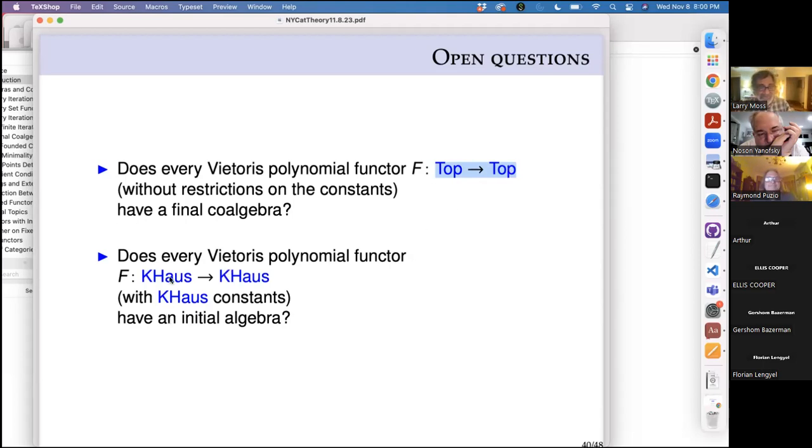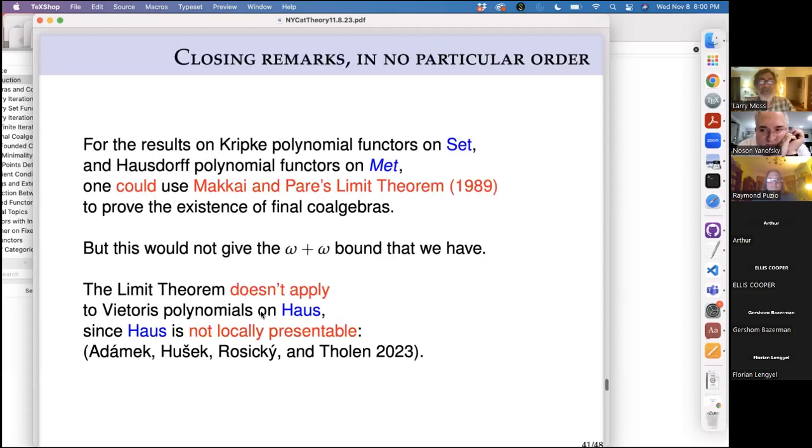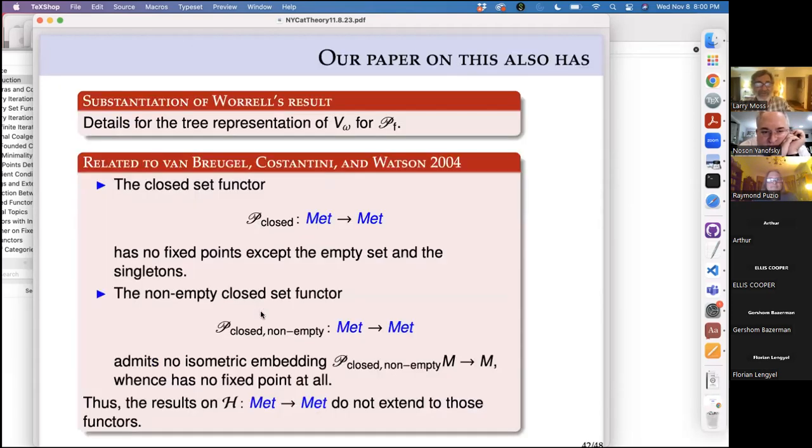And we also don't know whether every functor from compact Hausdorff spaces to itself has an initial algebra. We know that it has a final coalgebra, but we don't know it for initial algebra because various theorems that we know about don't seem to work. So here's some open questions. Then I'm going to have some general closing remarks. I'm going to do some of this really quickly.